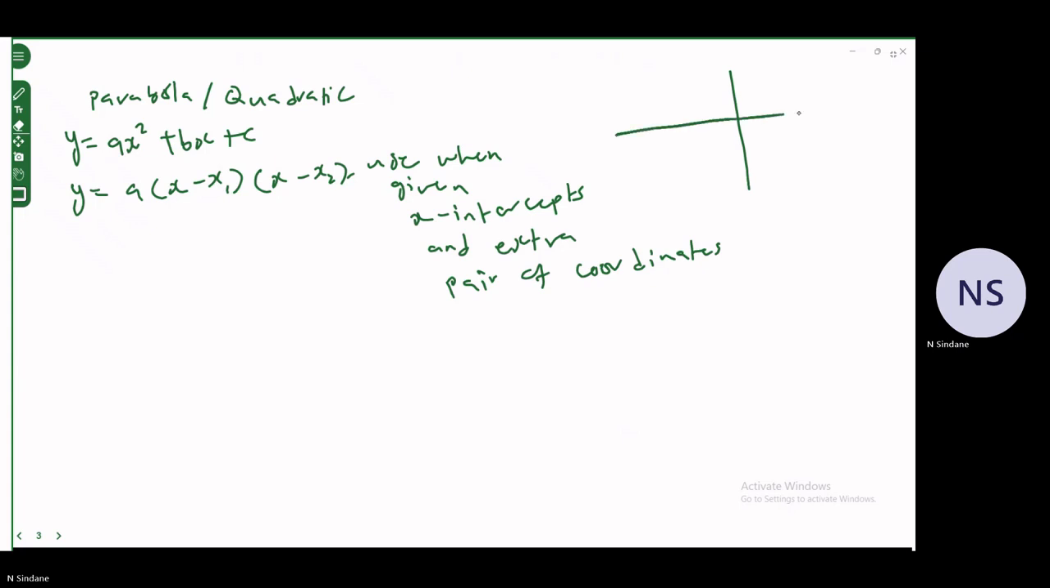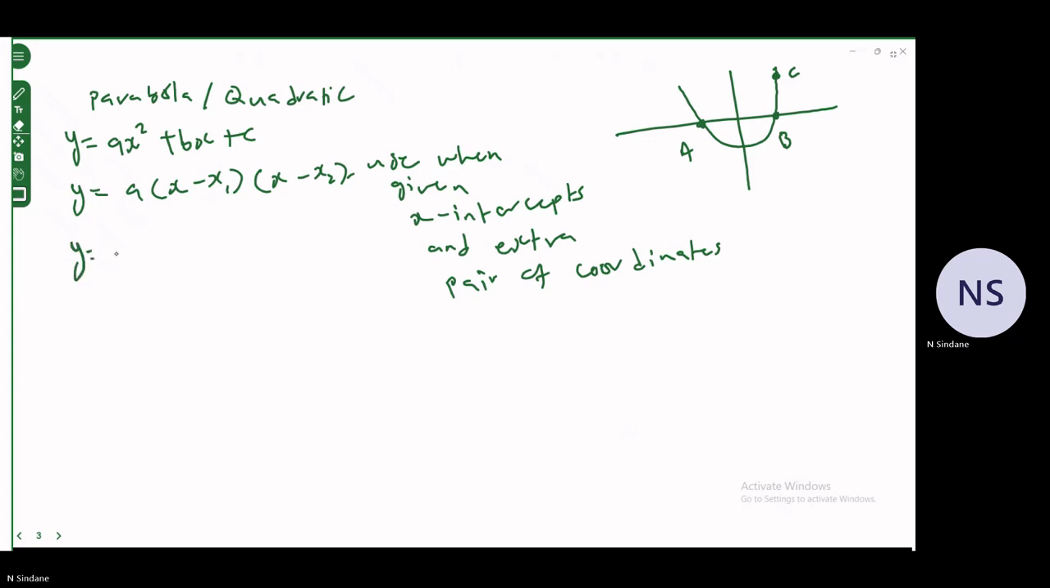Meaning, if I have a graph like this, then my graph will look like that. Let's say this is A and this is B, and I'm given the coordinates of A and the coordinates of B. Maybe one last pair of coordinates here, the coordinates of C. They gave me all these three coordinates. I can use this formula to calculate the value of a and eventually calculate the equation.